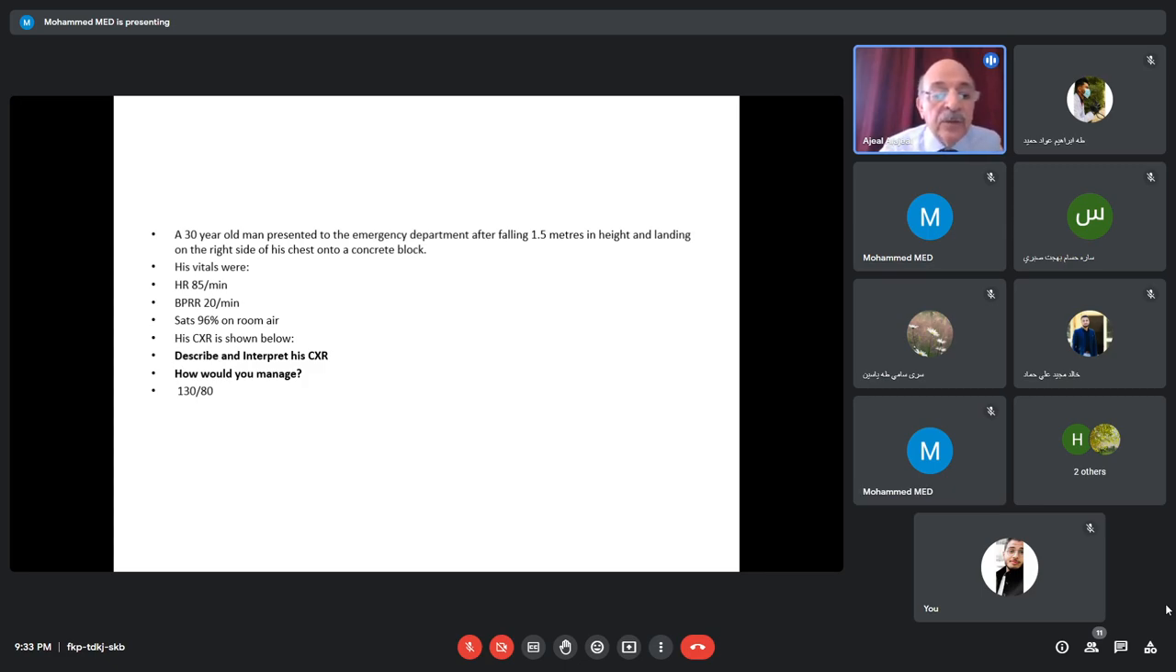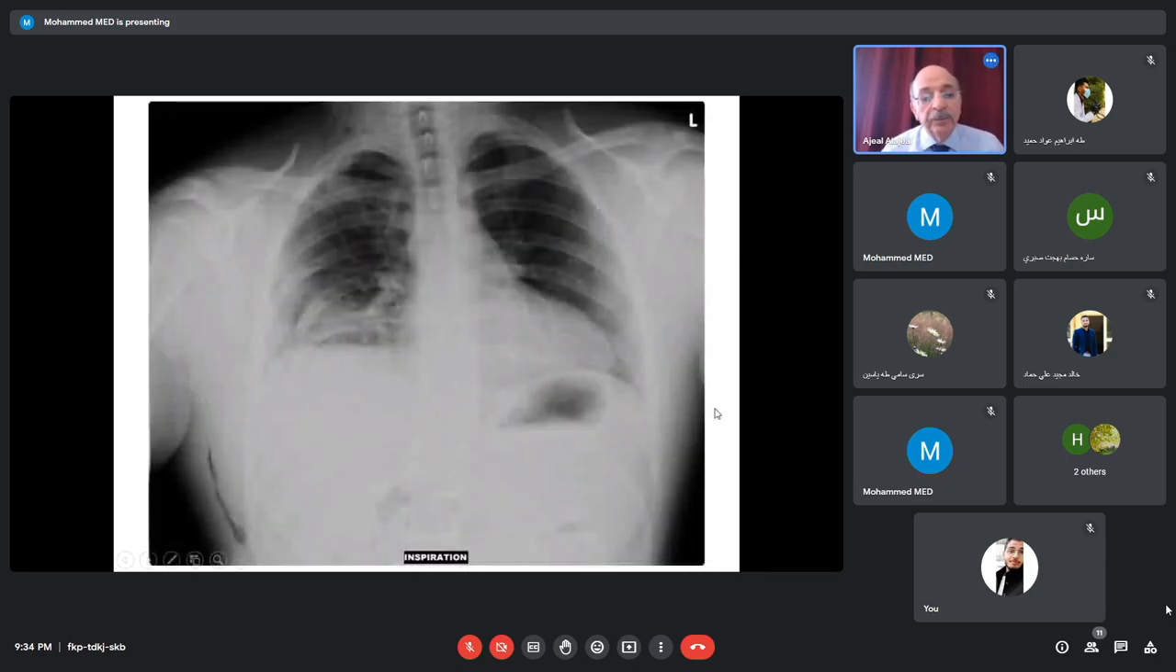His vital signs: the heart rate is 85 per minute, which is not bad. The breath rate is 20 per minute, again normal, oxygen saturation 96, again not bad. And then we have a chest x-ray. Next slide. The blood pressure is 130 over 80. Go to next slide, which is his chest x-ray.